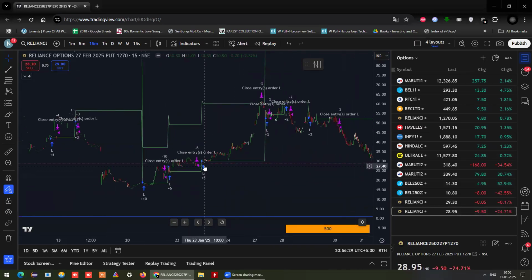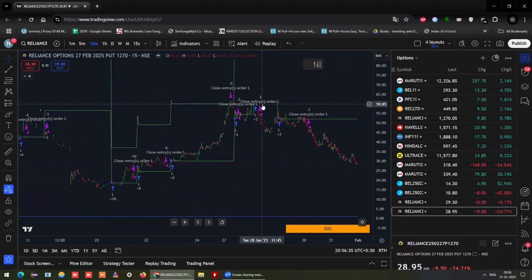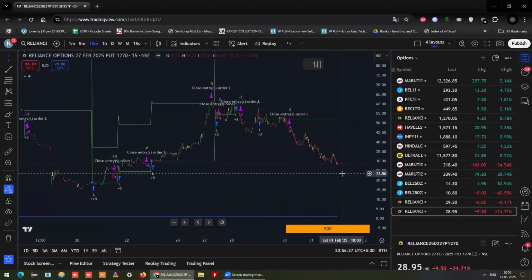Now you can see here the target is set. You took the long trade here at 29 rupees and the target is set at 59 rupees, so it will come out of the trade. This is how this works in all the stock options.